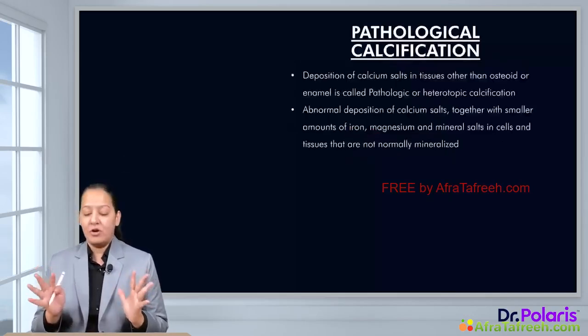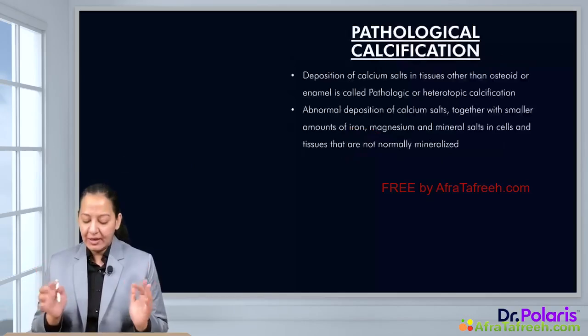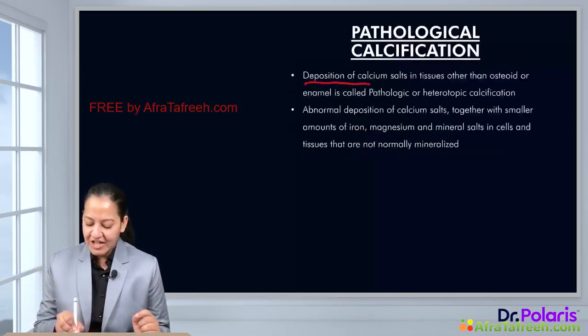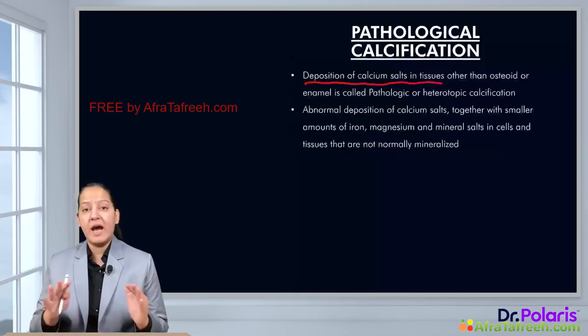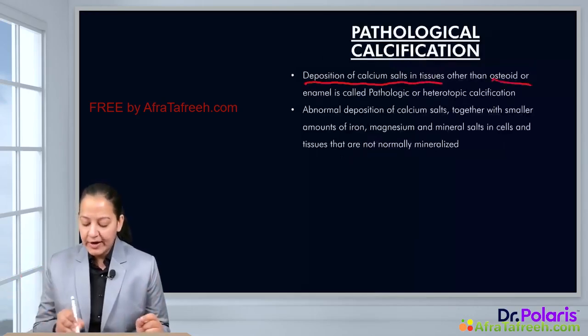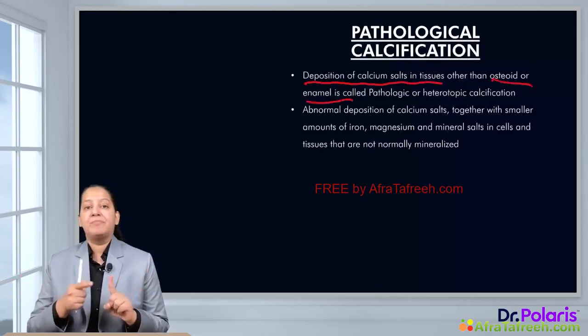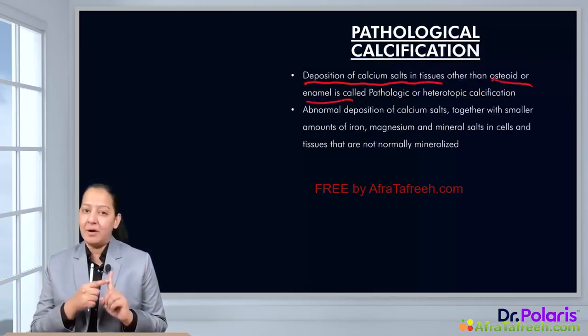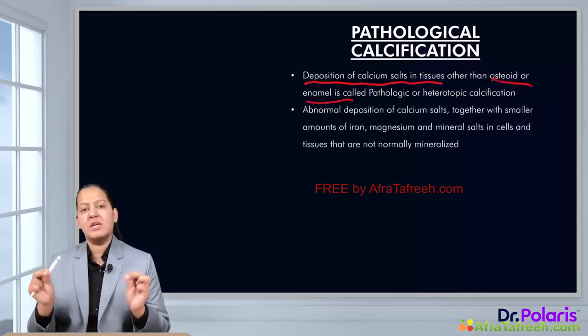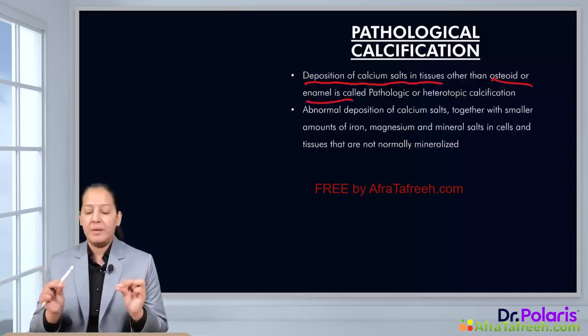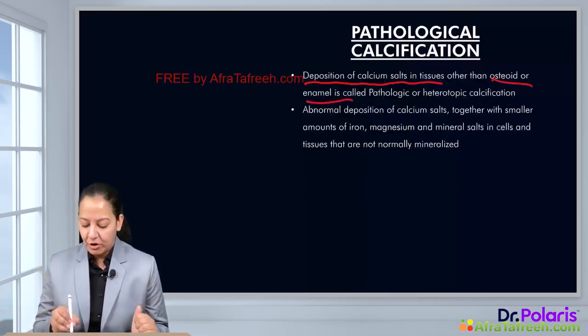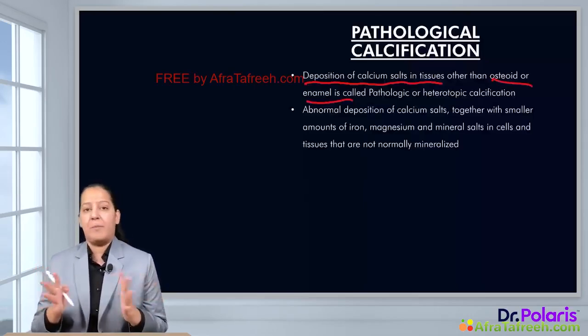So what is pathologic calcification? Pathological calcification is deposition of calcium salt in the body other than osteoid or enamel. So except the osteoid of bone and enamel of teeth, if calcium is deposited in any part of the human body, it is known as pathological calcification or heterotopic calcification, and it is abnormal.